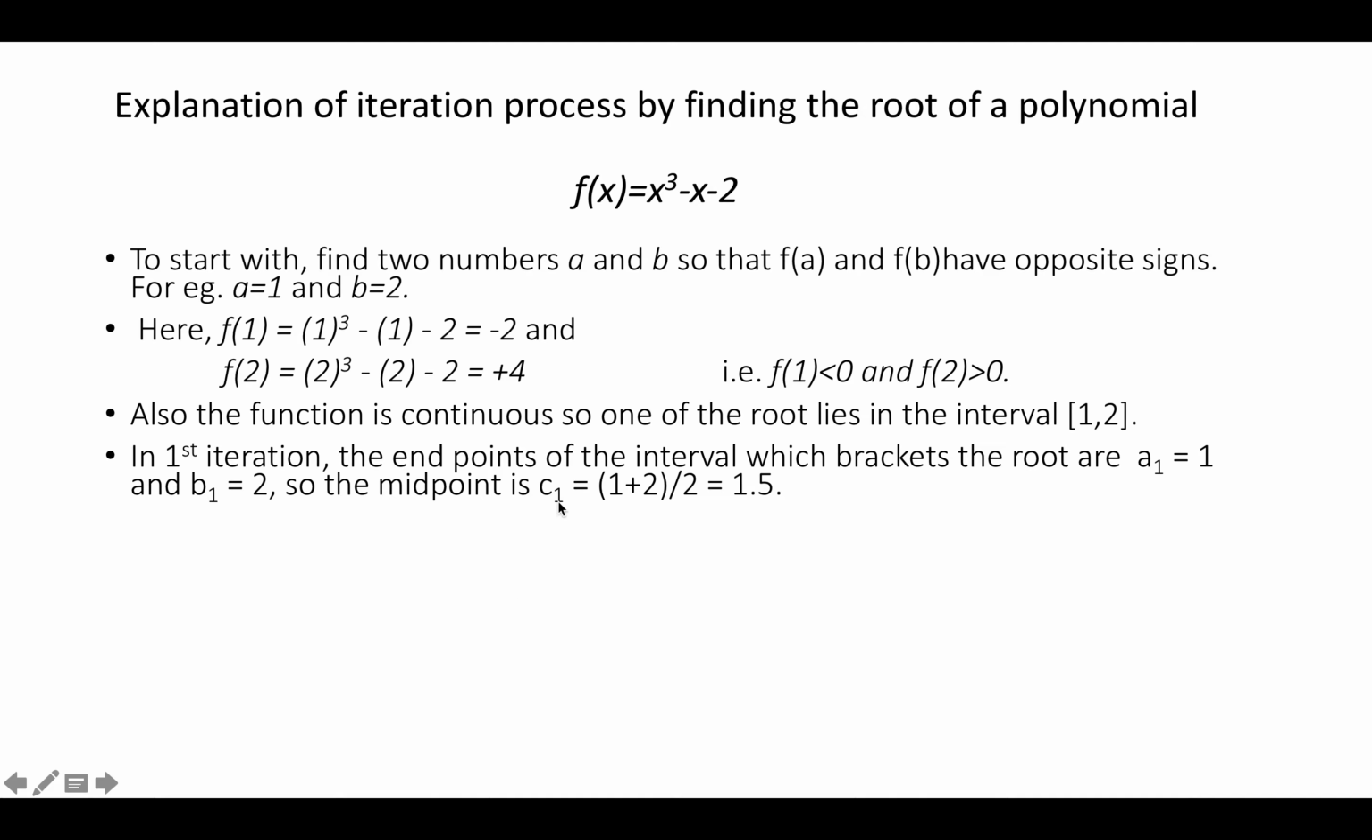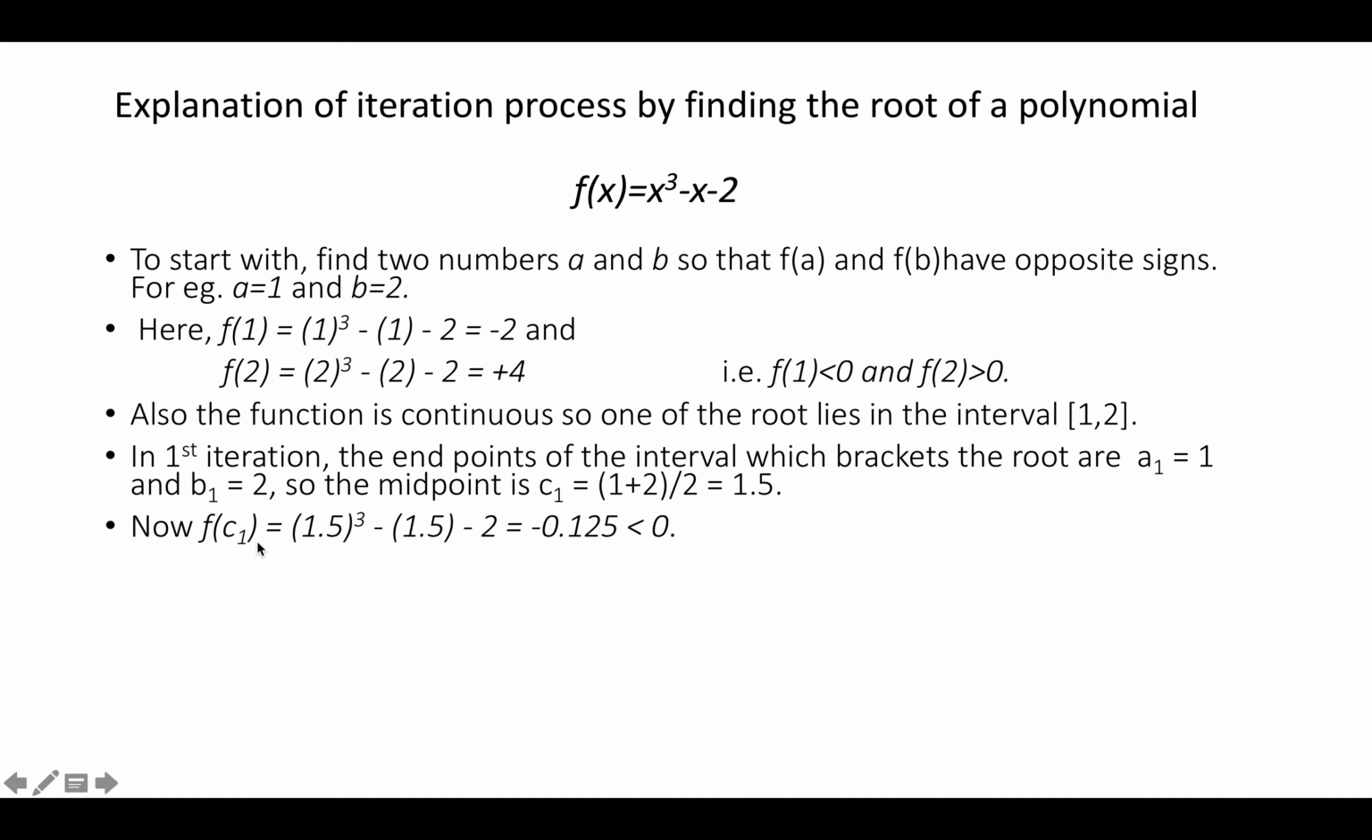So the middle point for the first iteration is c1, which is (1 plus 2) divided by 2, it is 1.5. Now we check whether the difference of 1 and 1.5, or 2 and 1.5, is within the limit or less than the limit of accuracy we have been provided with. Since in this question we have not been provided with any such limit, we move on to the next step, the second iteration.